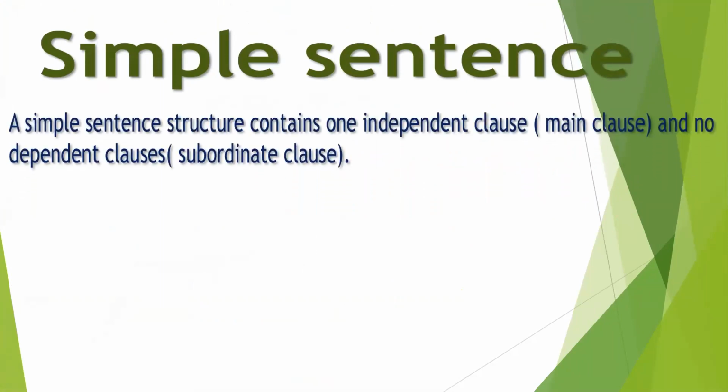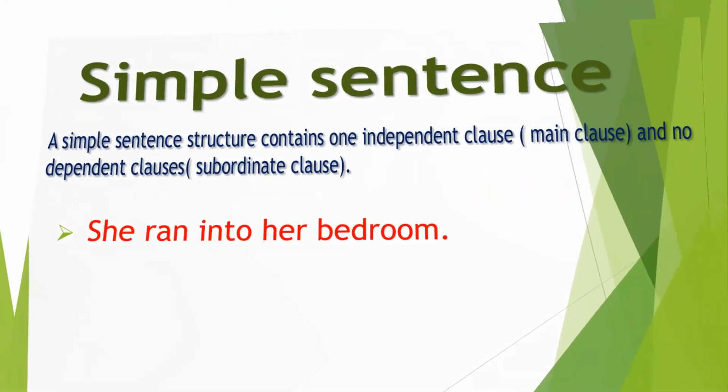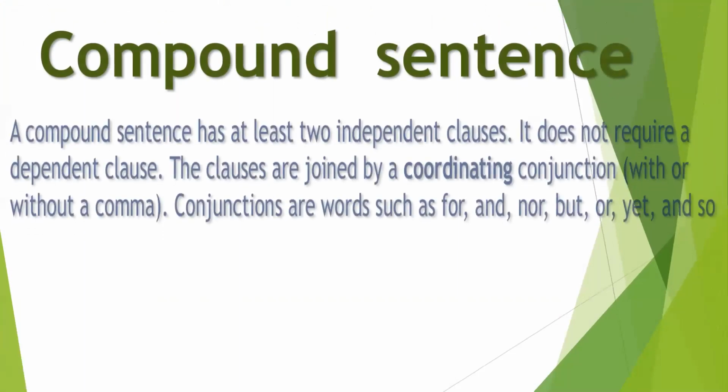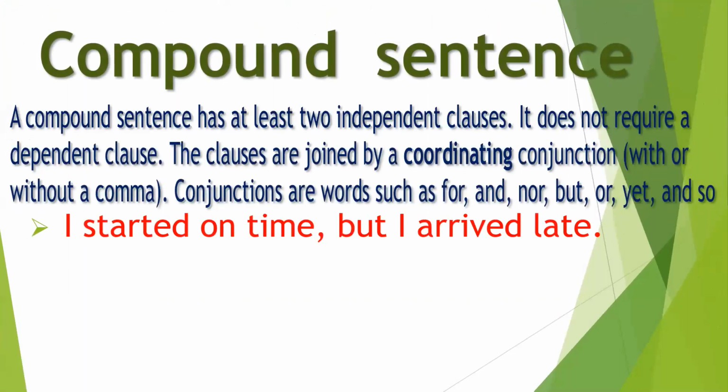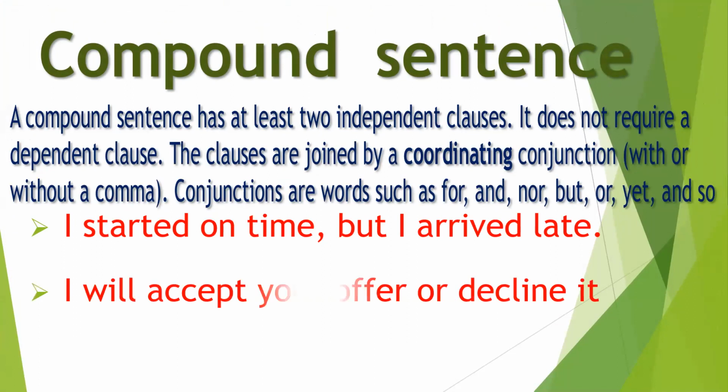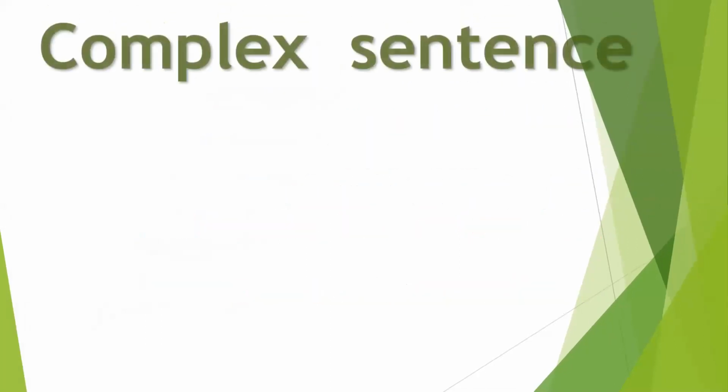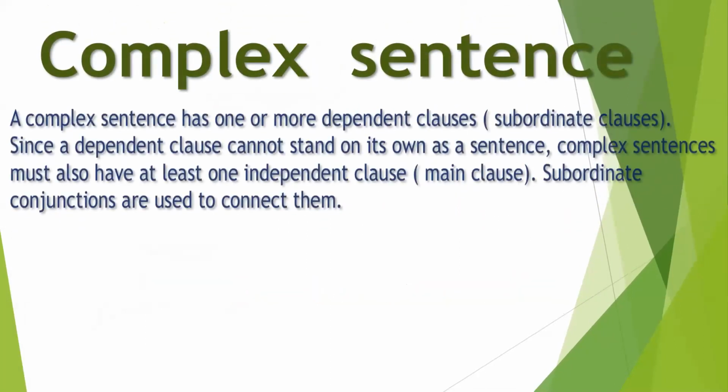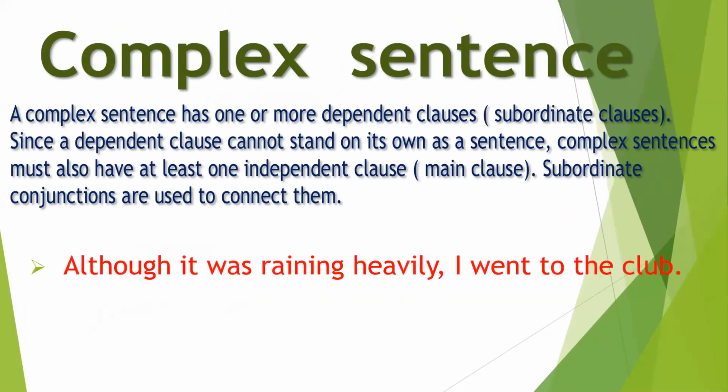Simple sentence structure contains one independent clause, just one main clause, no dependent clauses. It's not even two independent, because two independent is compound. Great, I started on time, but I arrived late. I will accept your offer or I will decline it. Complex sentences are one independent and one dependent. Although it was raining heavily, I went to the club.